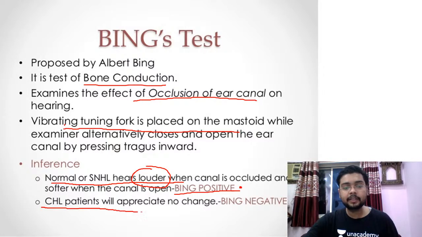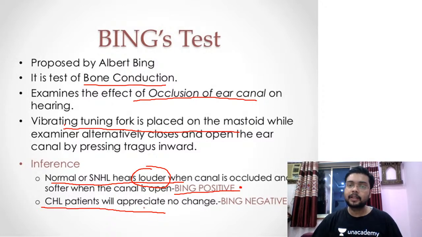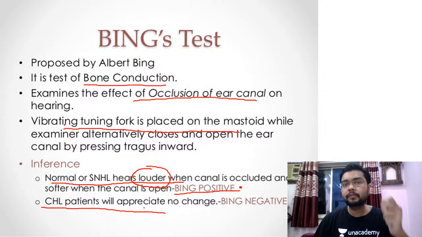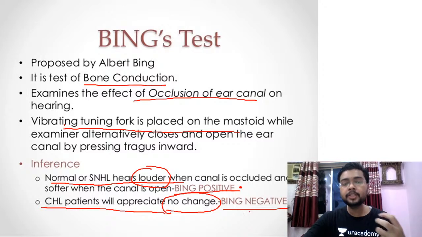And in a conductive hearing loss patient, let us suppose that the patient has a tympanic membrane perforation and you are doing this Bing test on him. If you occlude the external auditory canal, he will still hear the same amount of tuning fork. Why? Because before also he was not able to hear through the canal. He was having a conductive hearing loss, decreased hearing through the air conduction part. So it doesn't matter whether you have occluded it or it is open. In both scenarios, as air conduction is affected in conductive hearing loss, there will be no change in hearing with occluding the external auditory canal, and then the Bing test will be negative.